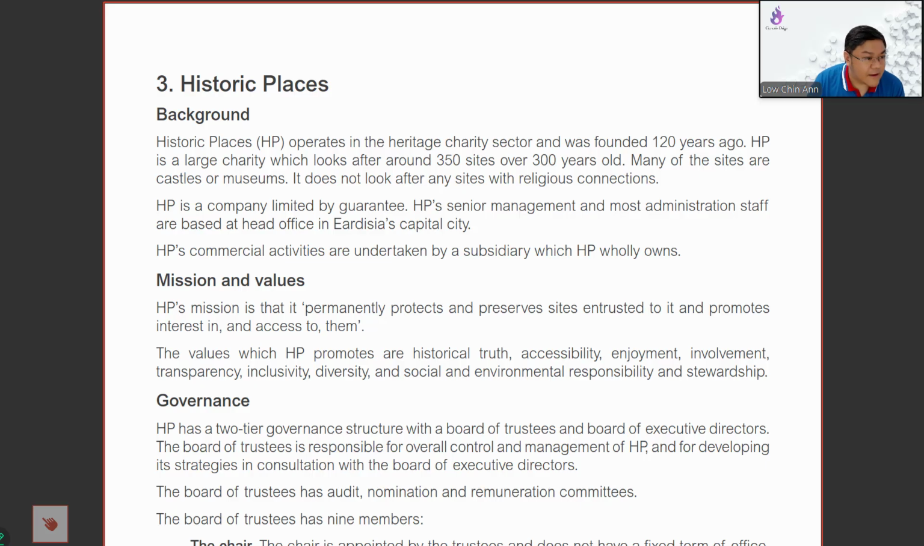Okay, now after they finish telling you about the sector, the charity industry in Rhodesia, they give you this particular charity called Historic Places. So HP operates in the heritage charity sector and was founded 120 years ago. It is a large charity that looks after 350 sites, and they're all over 300 years old, which we know is part of the objective.